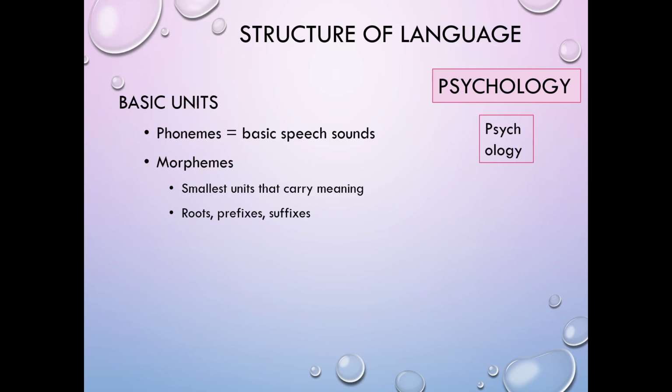So morphemes can be as small as a single letter, all the way up to some words that only mean what they mean in their entirety, right? Like you can't break it down into smaller parts.